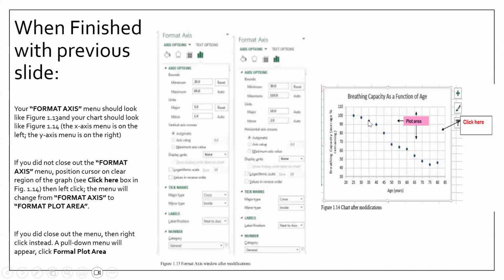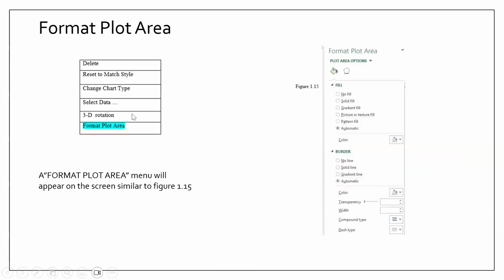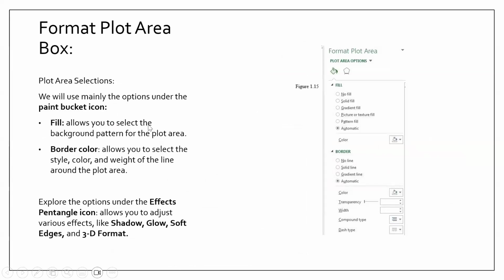If you do not close the format axis menu, position the cursor on a clear region of the graph, click here, then the menu will change from format axis to format plot area. So here's the format plot area that will appear on the screen. We will use mainly the options under the paint bucket icon, which allows you to select the background pattern of the plot area, and the border color allows you to select the style, the color, and the weight of the line around the plot area you want.